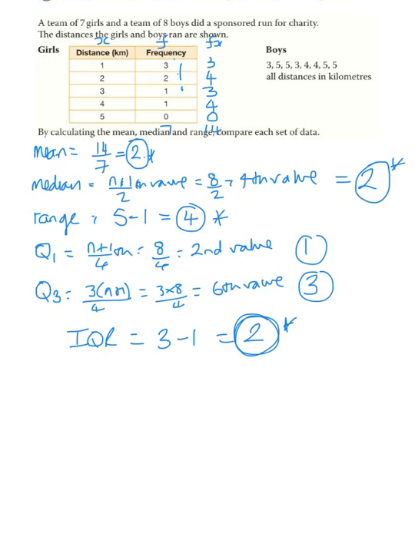Now doing the boys, the data is not in order, so for the boys I'm going to order the data first. So I'm going to have a 3, 2 3s, I've got 2 4s, and I've got 1, 2, 3, 4 5s.